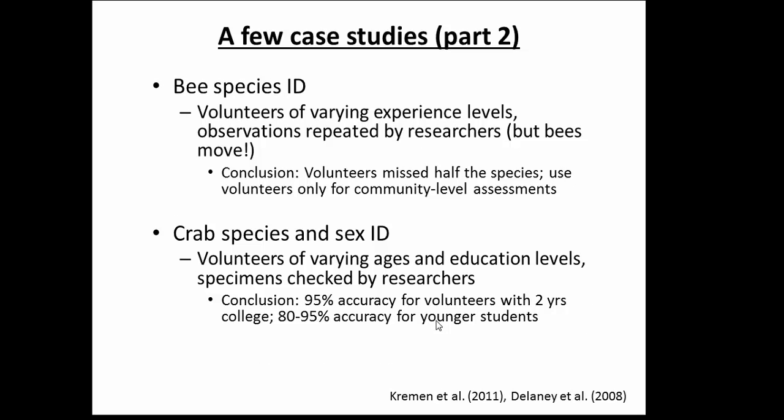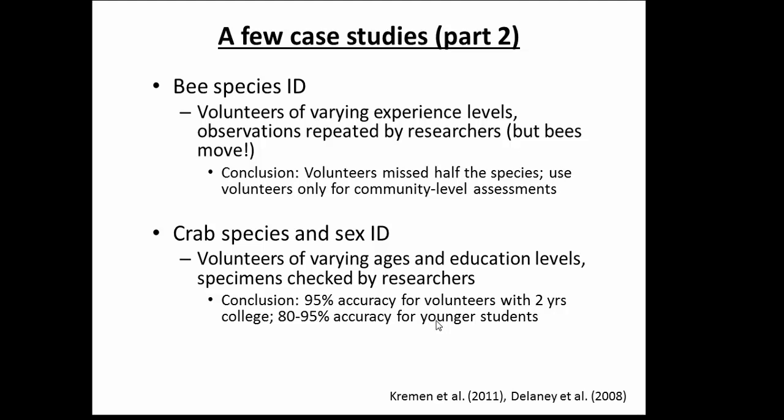The next example is about bee species ID, and in this case, volunteers and researchers were doing bee ID along transects. But it's important to note that bees move around a lot. So the bees observed by one field crew, the volunteers might not have physically still been there when the researchers came along. But nonetheless, there was supposed to be some decent level of agreement if everyone knew how to identify bees. But the authors found that volunteers missed about half the species.